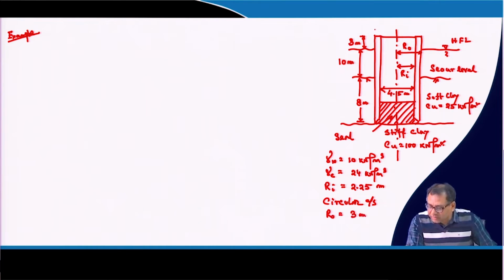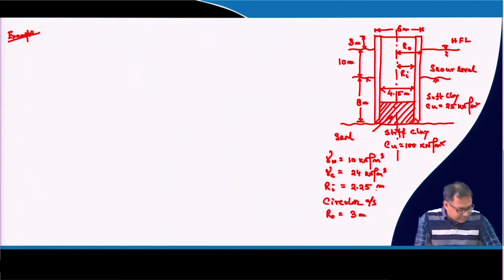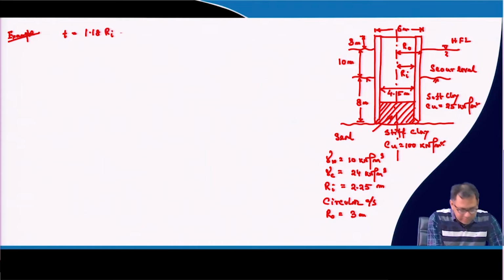So, the total outside diameter is 6 meter and the inside diameter is 4.5 meter. So, R0 is 3 meter, Ri is 2.25 meter. We have to determine the thickness. Since it is a circular cross section, T will be 1.18 Ri root over Q by Fc.